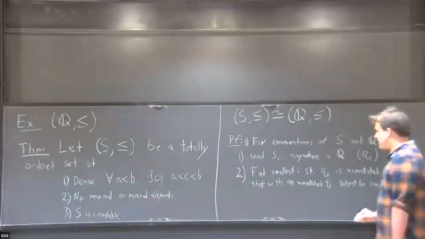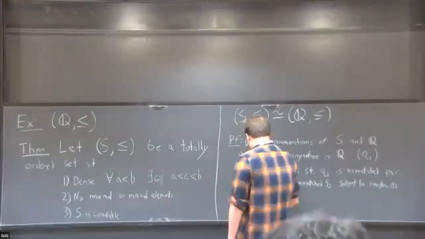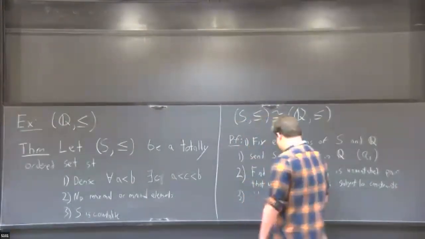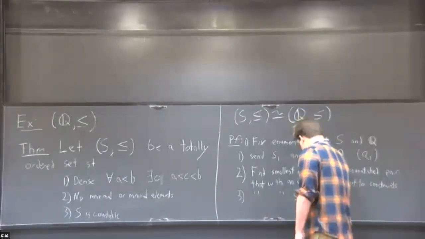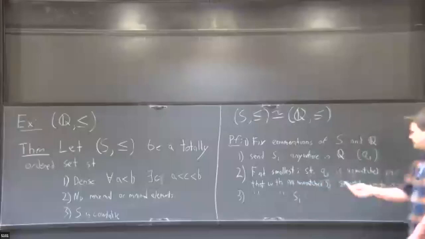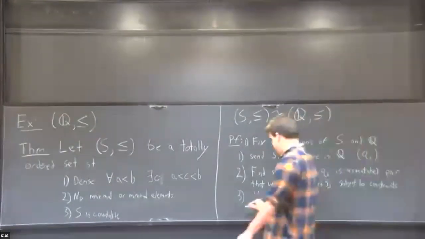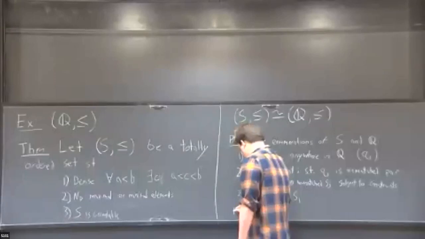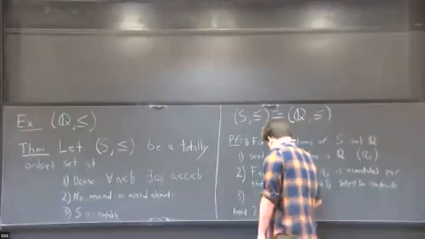All right, and then we do the same step, but we start with the smallest unmatched s_i, and we match it with something in the rational numbers. And we go back and forth. So repeat steps two and three.